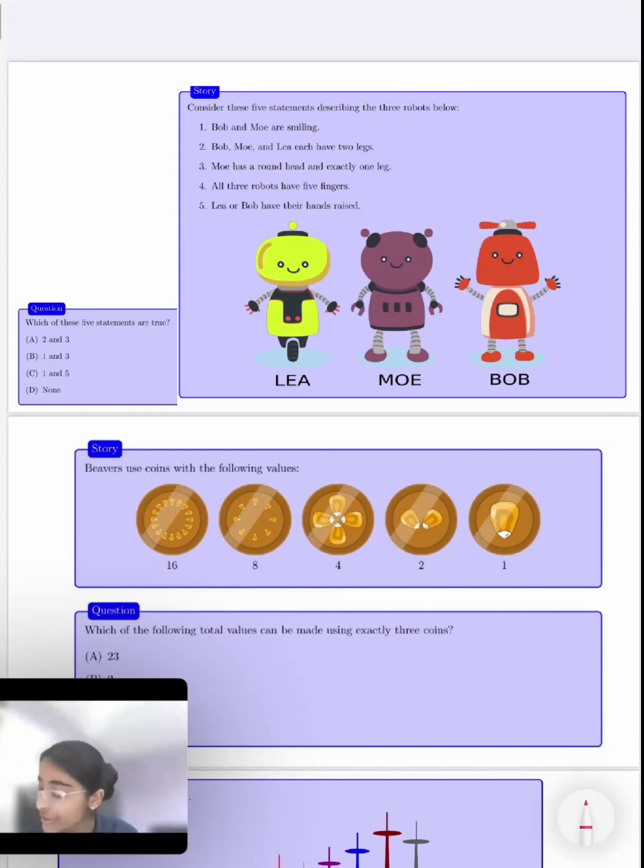The third statement says Mo has a round head and exactly 1 leg. The fourth statement is that all 3 robots have 5 fingers. And the fifth statement says that either Leah or Bob has their hands raised. So I'll give you a minute to think about this, and then I'm going to ask you to tell me which of these statements are correct.